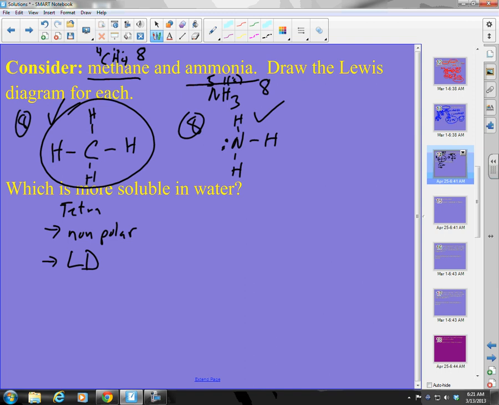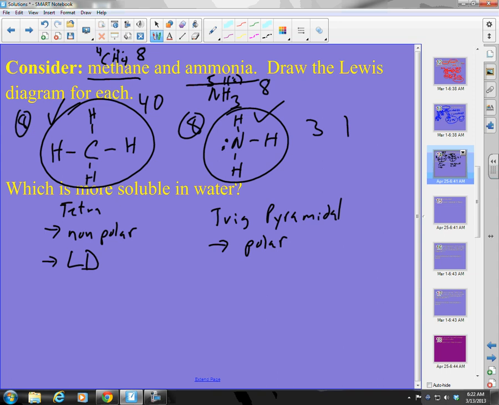Good. What do I have over here? That looks to me like what? It's a 3-1 situation. This was a 4-0, right? 3-1, that would be trigonal pyramidal or pyramidal, right? Good, yeah. All right, is that polar? Well, trigonal pyramidal is asymmetric. That means it's going to be polar. Good. If it's polar, it has London and dipole.